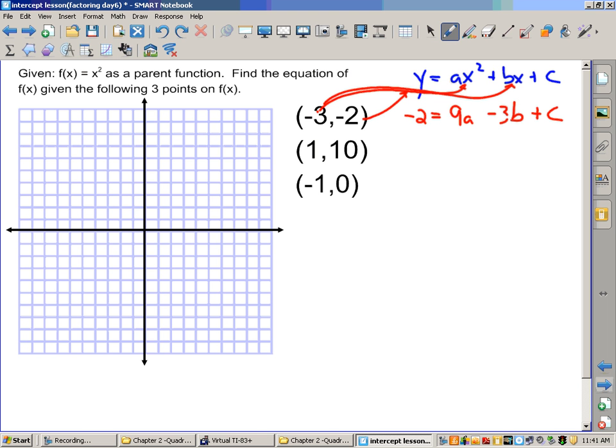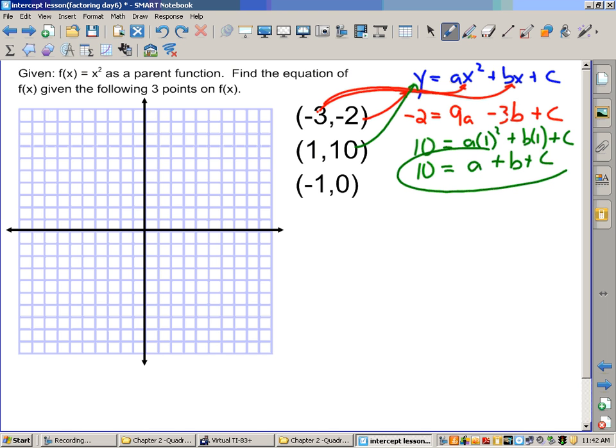Okay, now the second one, I get another equation. I'm going to have 1 equals... Sorry, I knew something was up. I have to go backwards. Put 10 in here instead. So 10 equals... I've got to put the 1 in here. So I have a times 1 squared plus b times 1 plus c. I'll write it out this time. So you got 10 equals a plus b plus c.